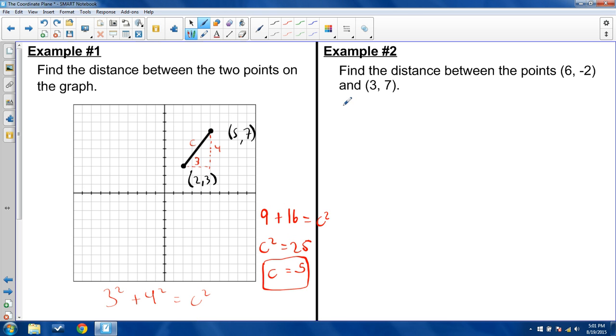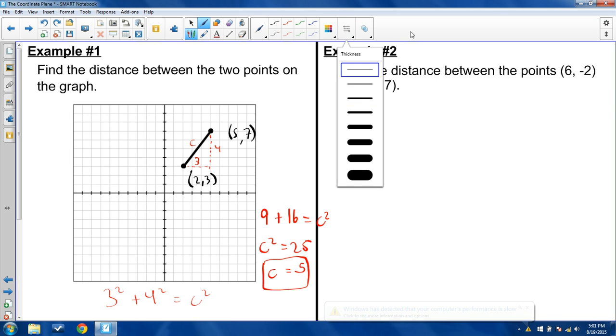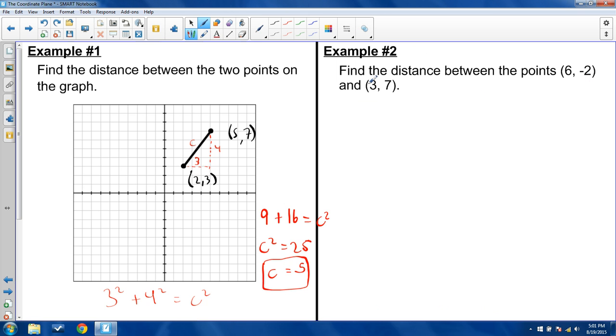It goes like that. Now what if you didn't have a graph, and what if the numbers were even too big? These ones aren't too big, but what if you didn't want to count and you didn't want to draw it out? Well, you can use the distance formula as well. So let's do that for example number 2. Let's find the distance between the points 6, negative 2 and 3, 7.